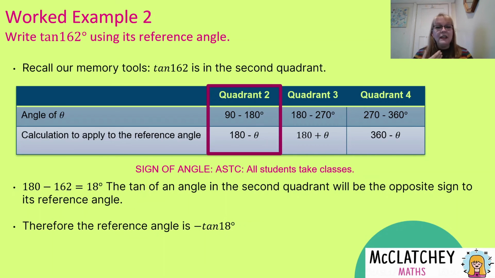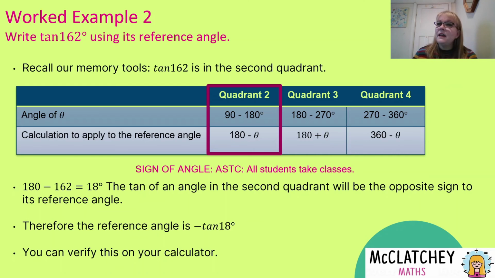Once again, try it on your calculator. Put in tan 162, press equals, then put in negative tan 18. You should get the same answer. So that's why you can verify it on your calculator. So these are some very basic worked examples today for the unit circle.